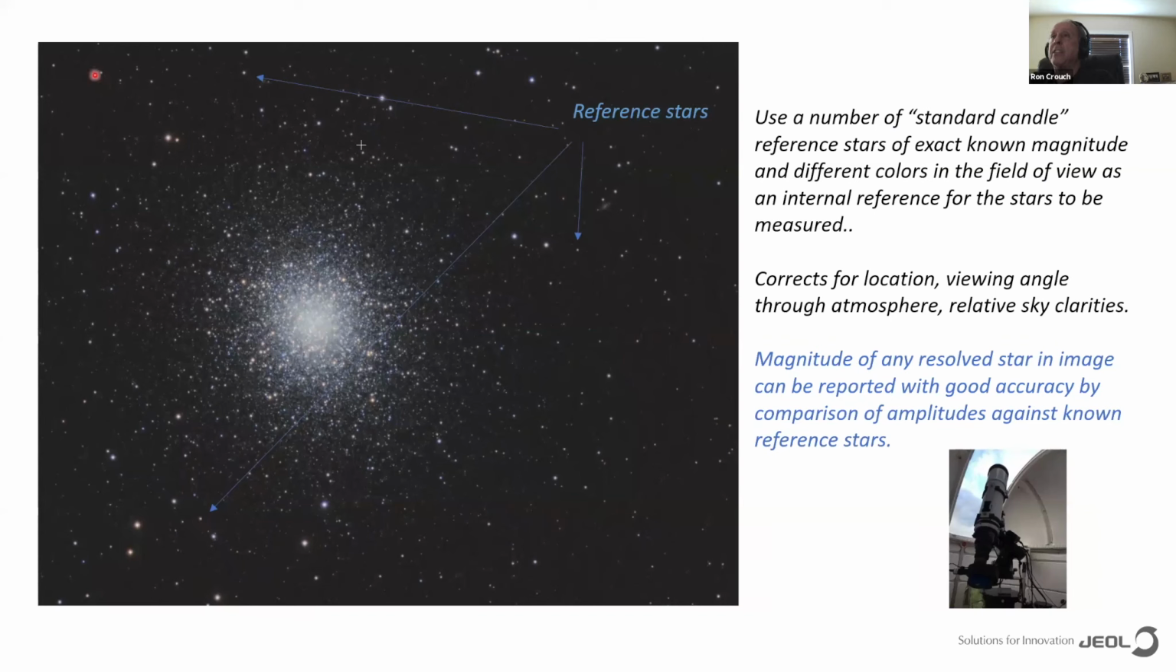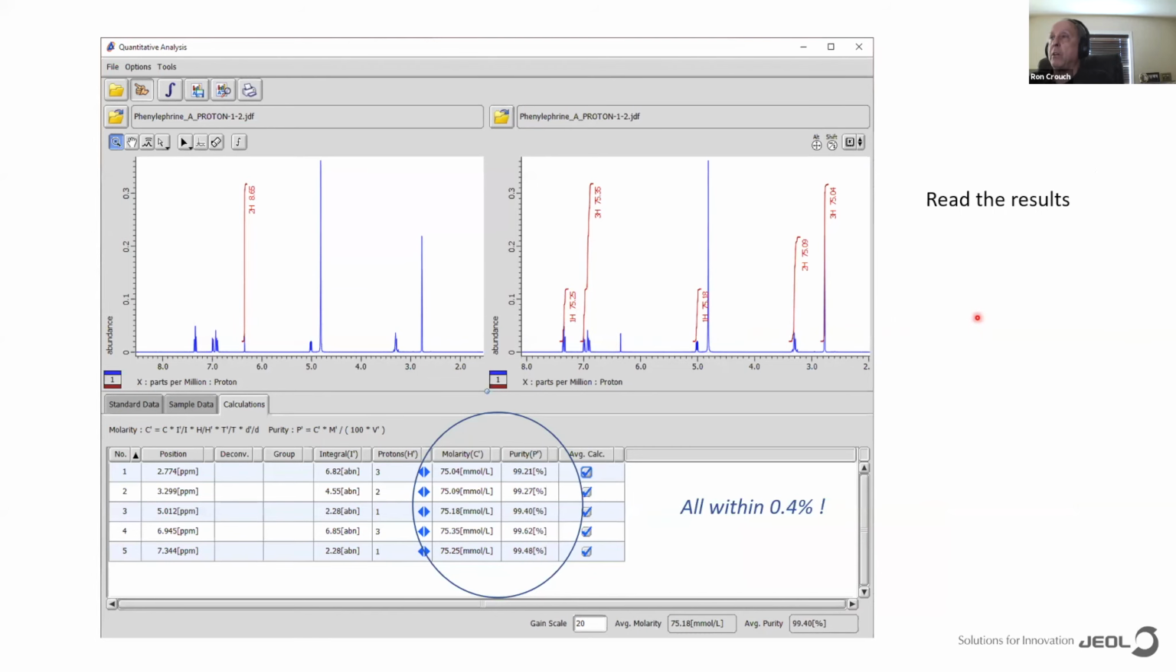And if these are in the same field with this, we can use this digital image and look at the magnitude of any of these stars' intensities and accurately compute the color and the intensity. So that is, in fact, how external reference qNMR works. So we can get very nice precision, of course. It's not a big deal.